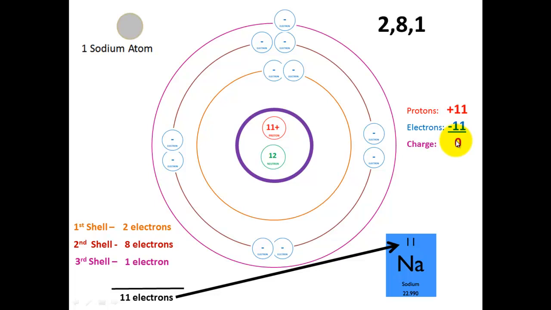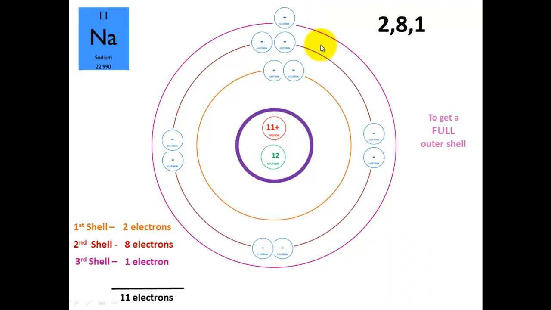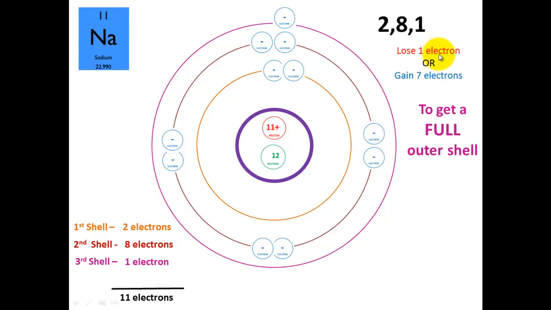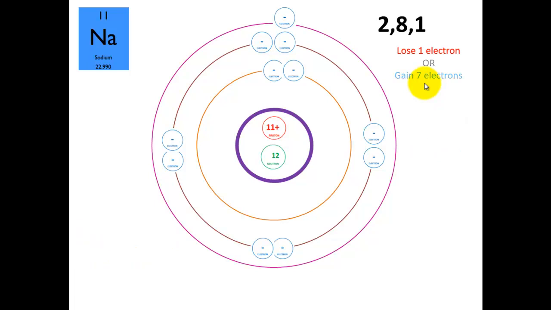Every atom's dream in life is to get a full outer shell. So to get a full outer shell, sodium has got two choices. It can either lose 1 electron or gain 7 electrons. It will always do the easiest thing, which in this case is going to be to lose 1 electron.